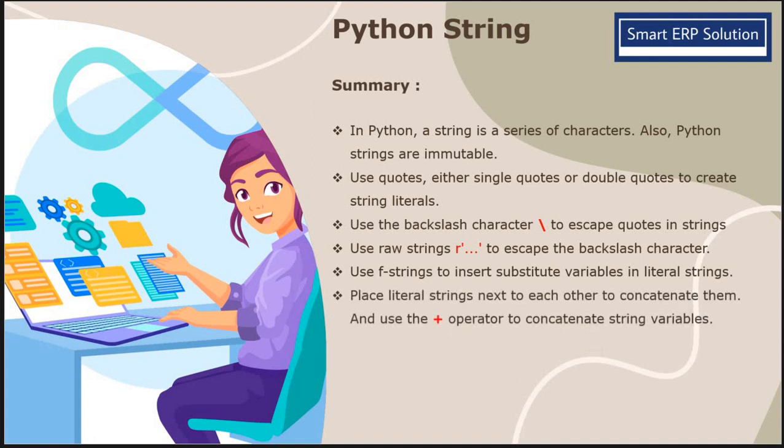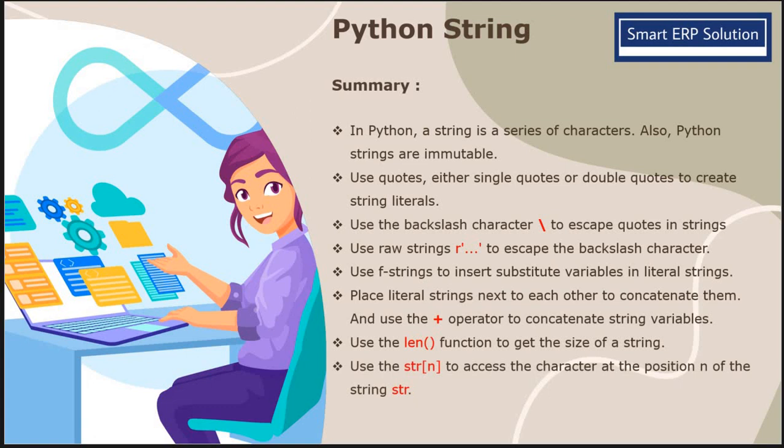Place literal strings next to each other to concatenate them and use the plus operator to concatenate string variables. Use the len function to get the size of the string. Use str[n], n being any number, to access the character at position n of the string str. Use slicing to extract a substring from a string. These all are discussed in this session.